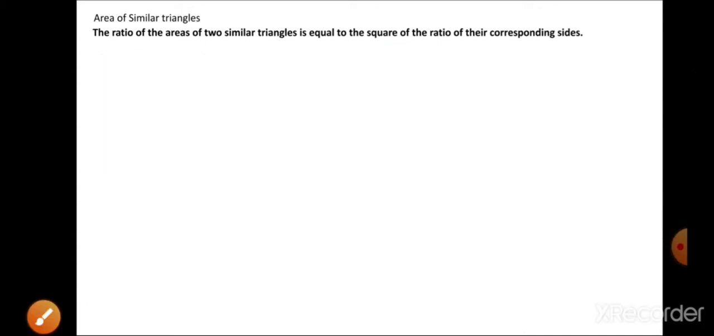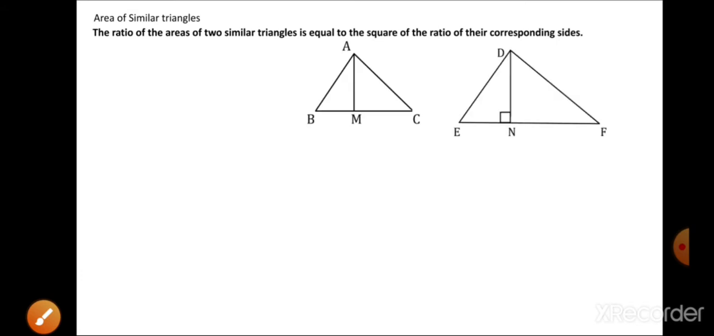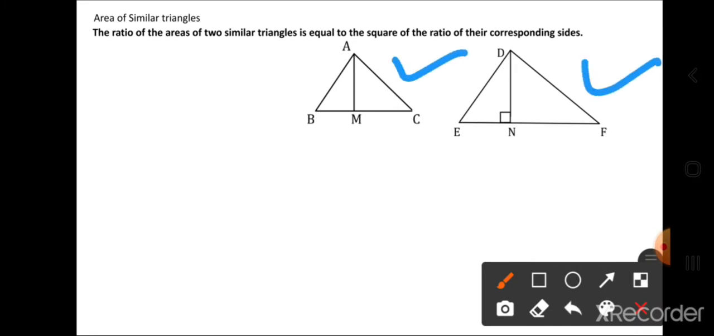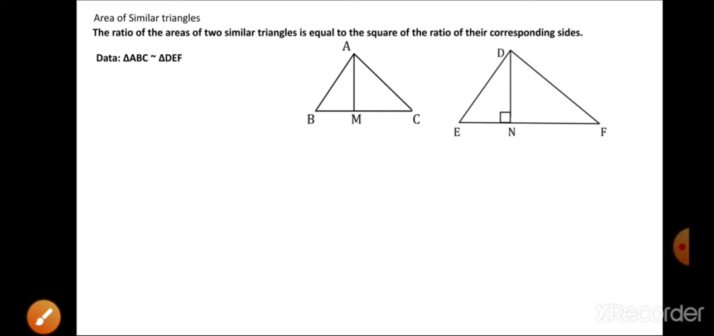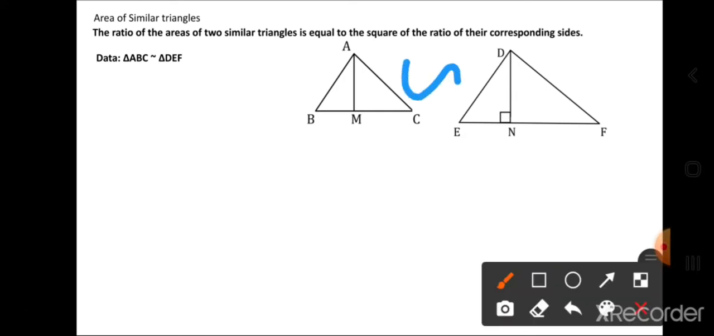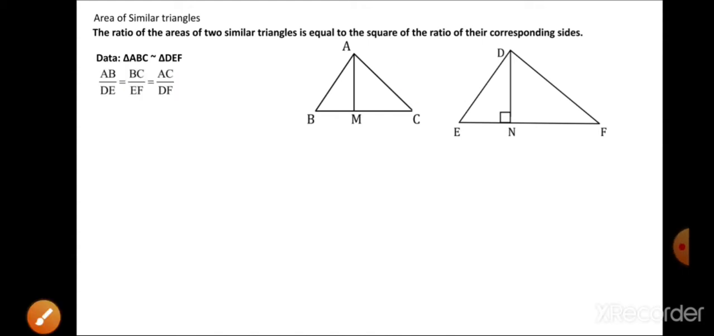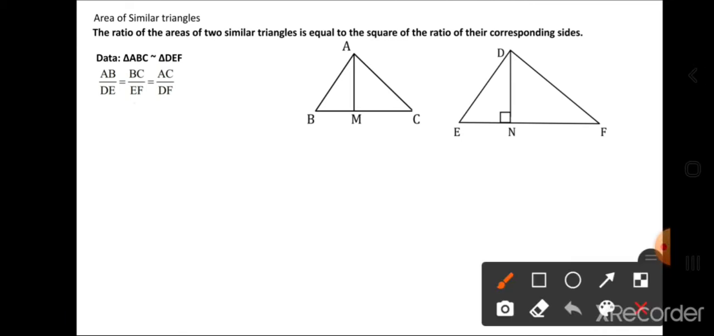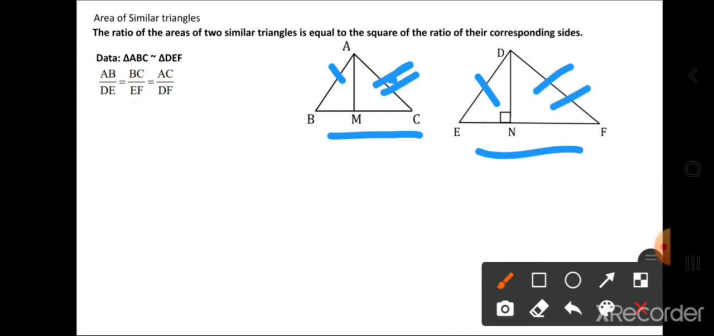So let us start the theorem now. It starts with a diagram. Here we have considered two triangles, triangle ABC and triangle DEF. The data given is that these two triangles are similar to each other, that is triangle ABC is similar to triangle DEF. On the basis of the data, once the two triangles are similar, we can write that their corresponding sides' ratios are equal. Here AB corresponds to DE, BC corresponds to EF, and AC corresponds to DF. Therefore AB by DE is equal to BC by EF is equal to AC by DF.